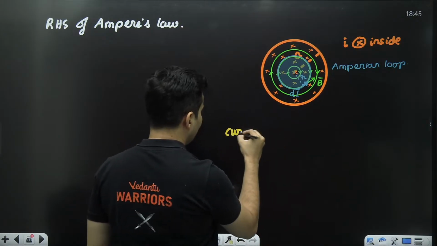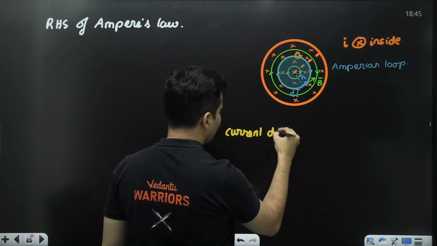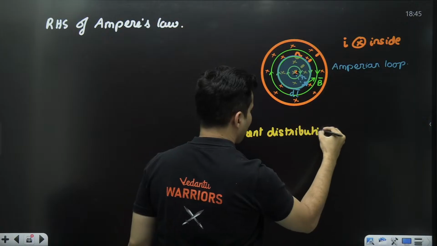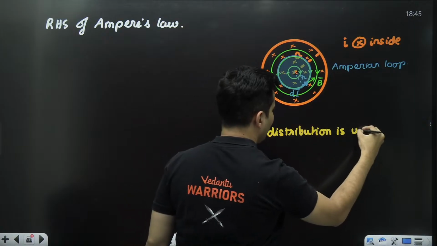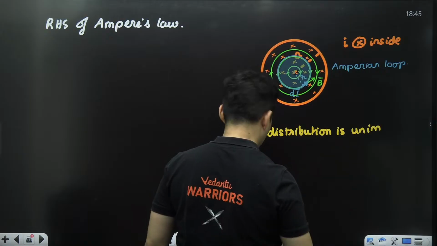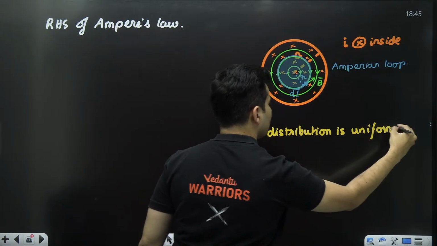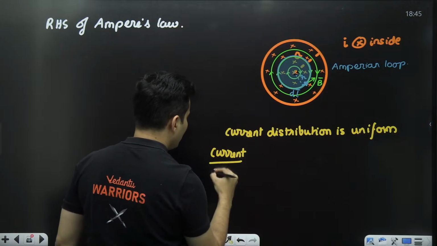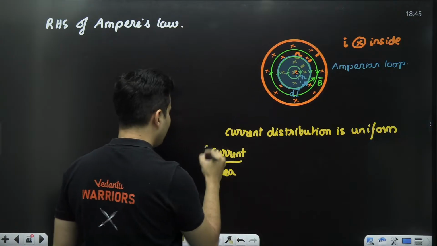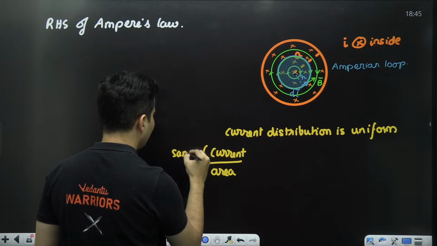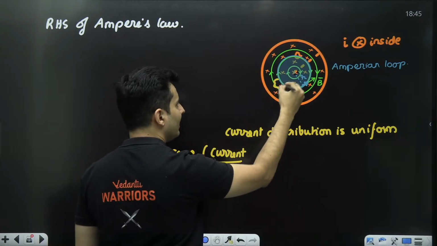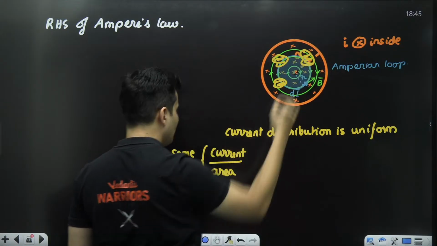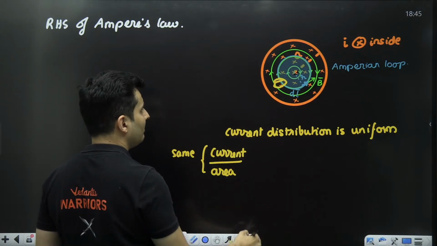So if the current distribution is equal, current distribution is uniform, it means that the current which is there per unit area should be basically the same everywhere. If you take any one unit area, whatever current passes here versus passes here versus passes here should be the same. So current per unit area will be the same.